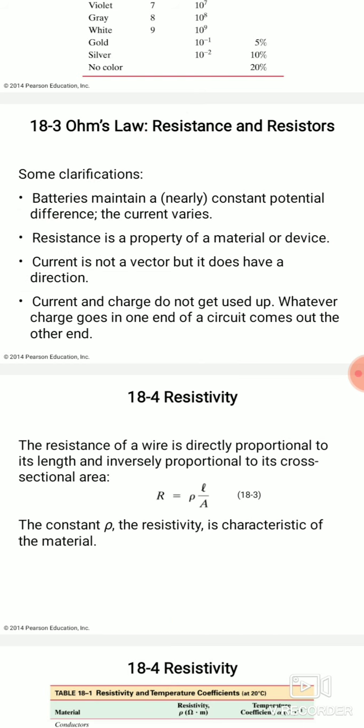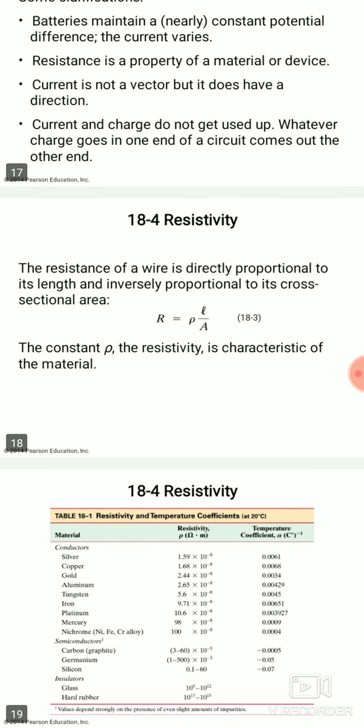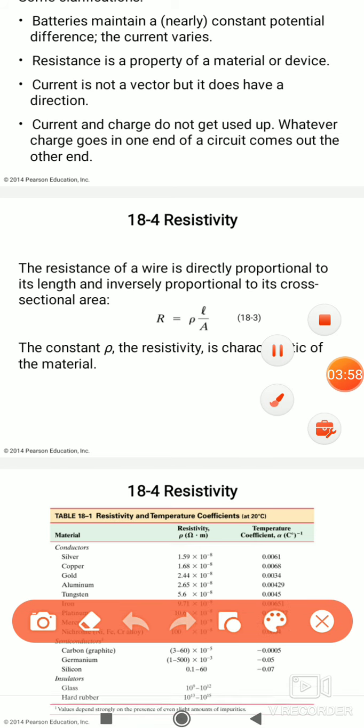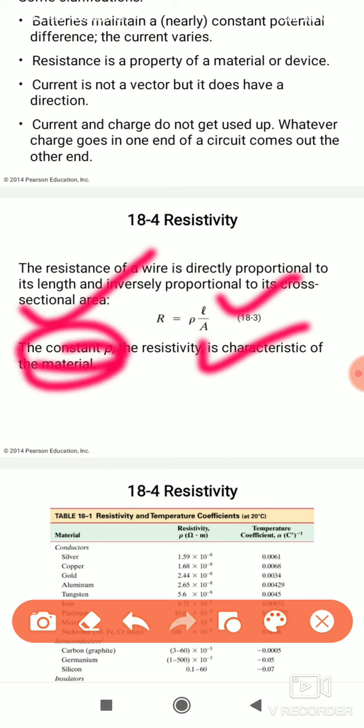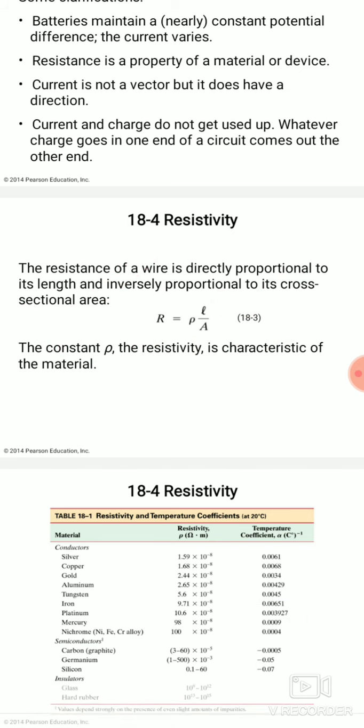With the help of Ohm's law, we find a new constant, that is resistivity. Dear students, resistivity means, in the case of resistance, firstly we find that resistance is directly proportional to length and inversely proportional to cross-sectional area. Whenever we find the relationship between length and cross-sectional area of the resistance, we get a constant rho. This constant rho is called the resistivity of a material.